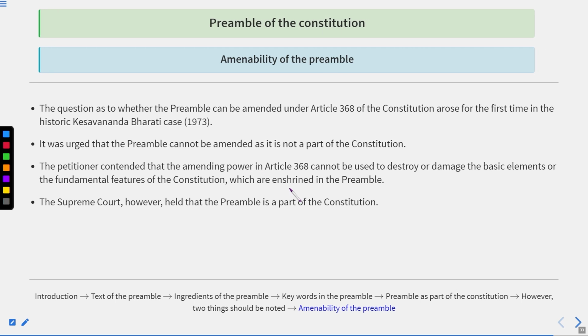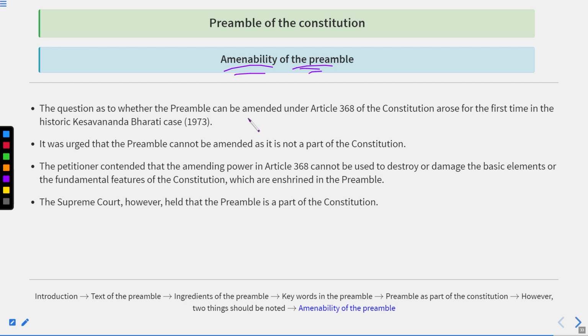All right. What is the amenability of the preamble? The question as to whether the preamble can be amended under Article 368 of the Constitution arose for the first time in the historic Kesavananda Bharati case 1973. It was urged that the preamble cannot be amended as it is not a part of the Constitution. The petitioner contended that the amending power in Article 368 cannot be used to destroy or damage the basic elements or the fundamental features of the Constitution, which are enshrined in the preamble.